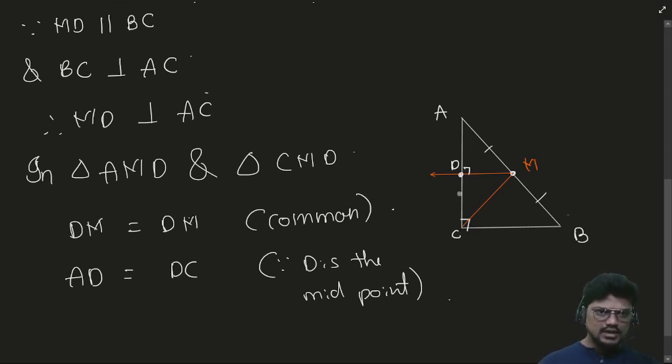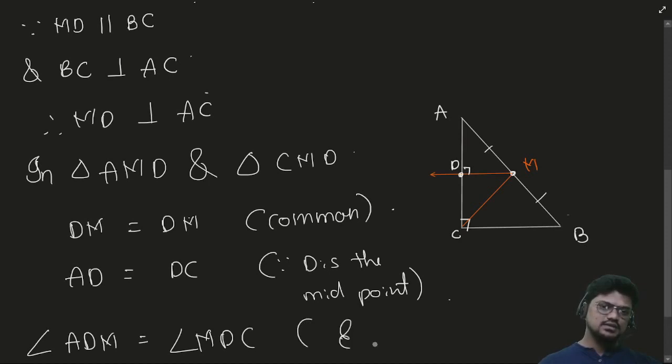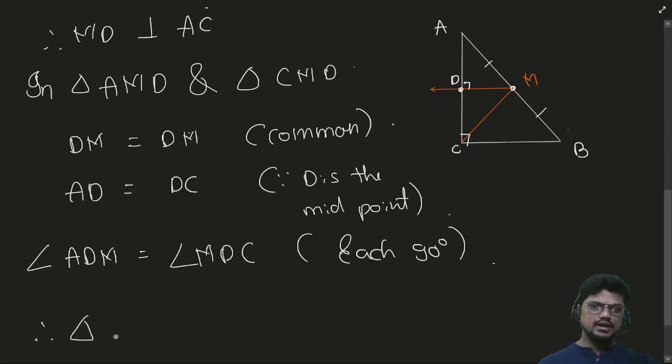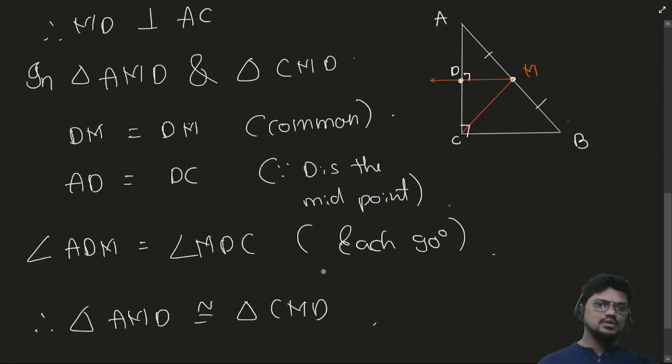Also, angle ADM is equal to angle MDC. What is the reason? Each 90. Therefore, triangle AMD is congruent to triangle CMD. By which test? SAS. Side, angle, side. By SAS test of congruency.